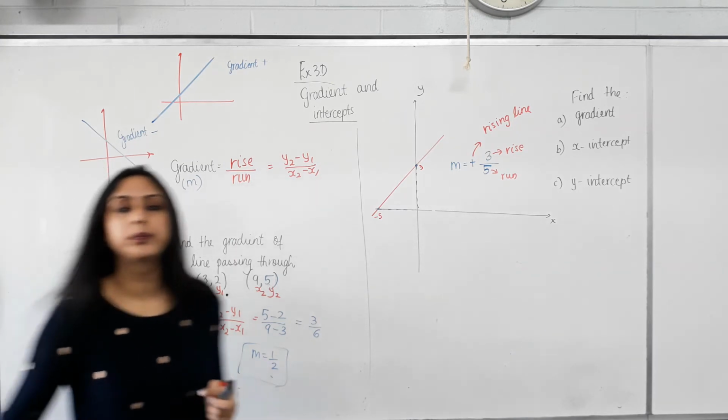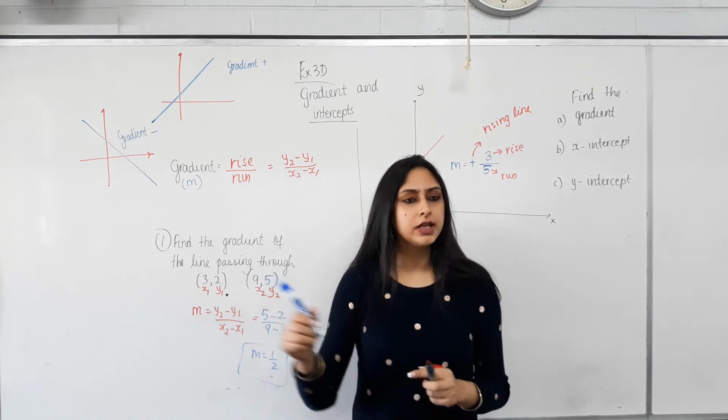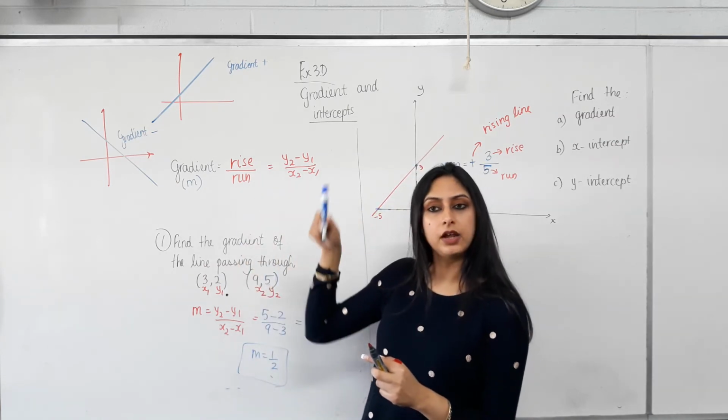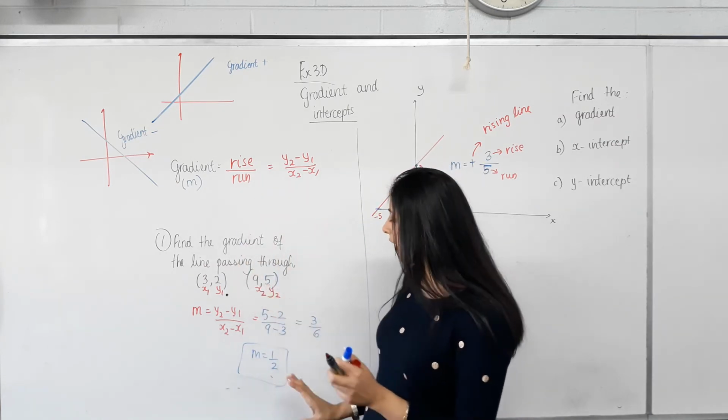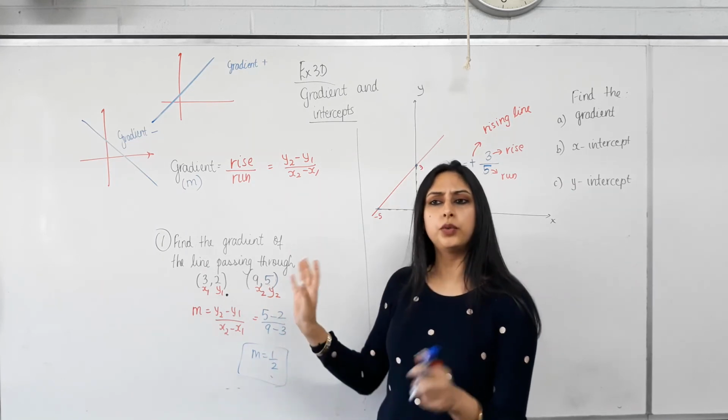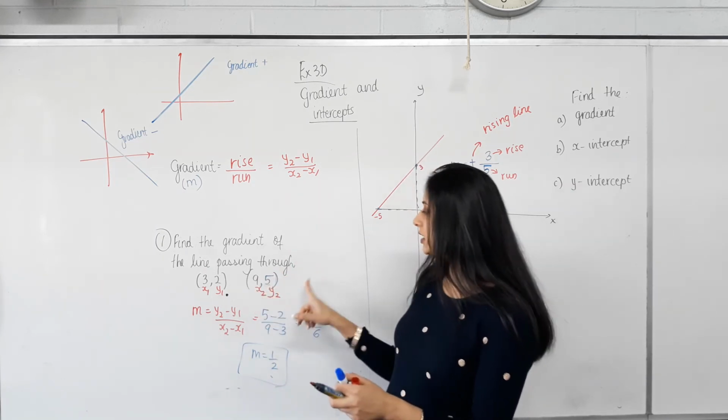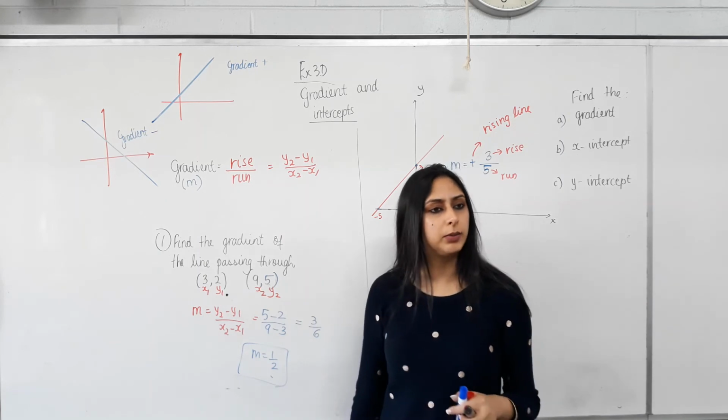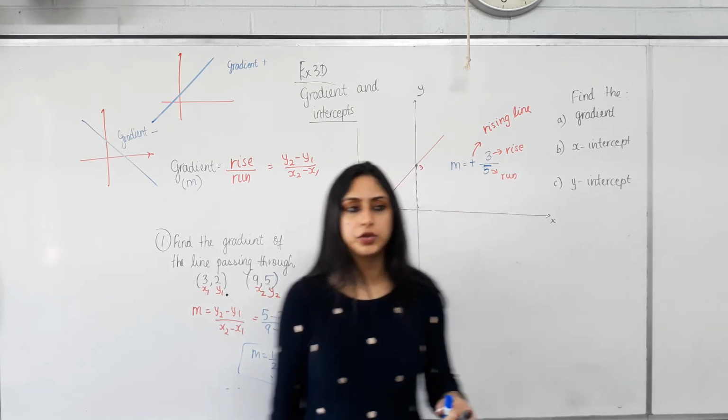Is that clear? So finding gradient using the graph, decide the sign, rise over run. We are finding the rise over run, but we don't have the graph and we don't want to waste time drawing the graph. So we just label the points, put the numbers in. Can we manage that? Yeah. Have to. Don't have a choice.